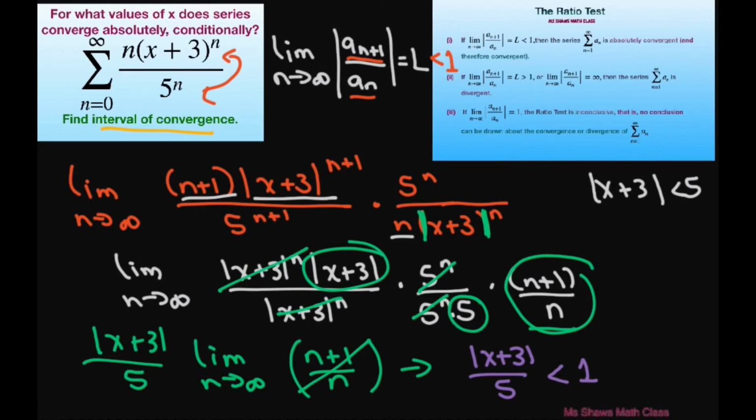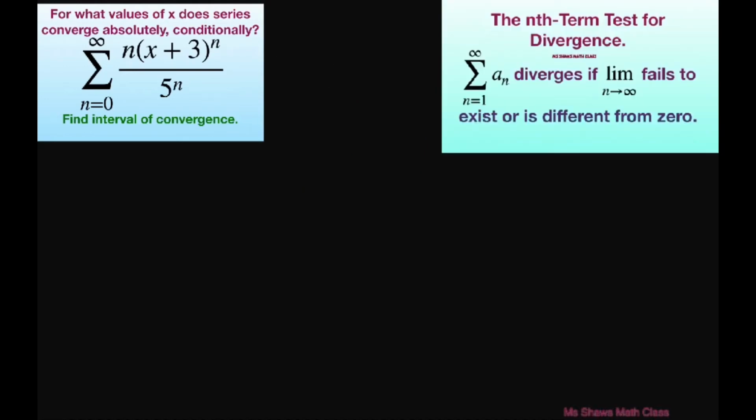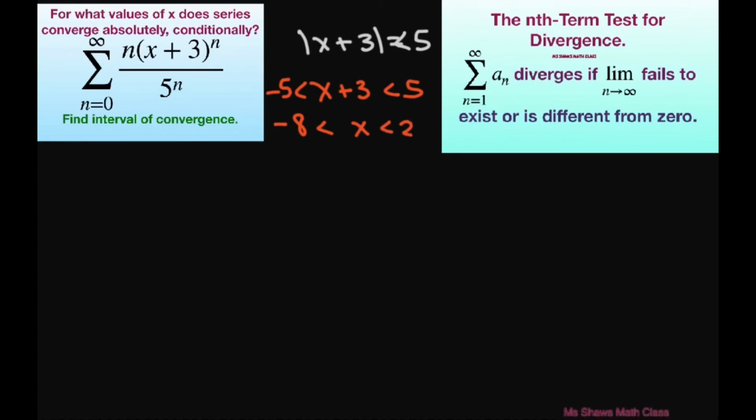So let's look at that real quick. By definition, absolute value of x plus 3 less than 5 is going to be x plus 3 is less than 5 but greater than negative 5. So if you subtract 3 from both sides, you're going to get negative 8 is less than x is less than 2. We want to test these endpoints for x.